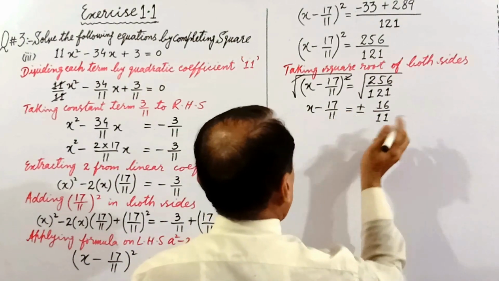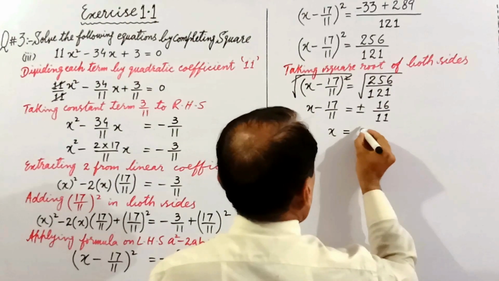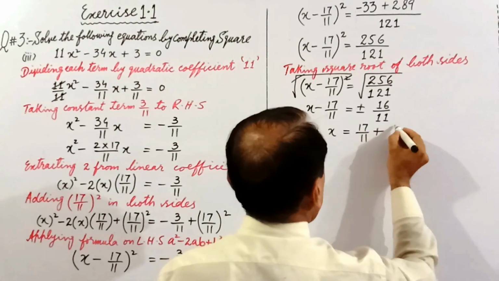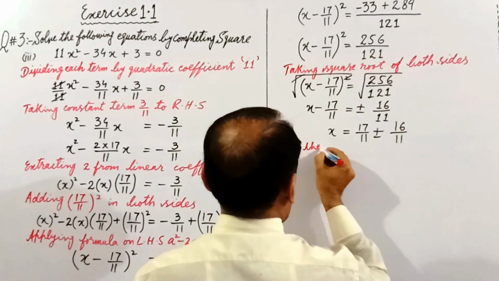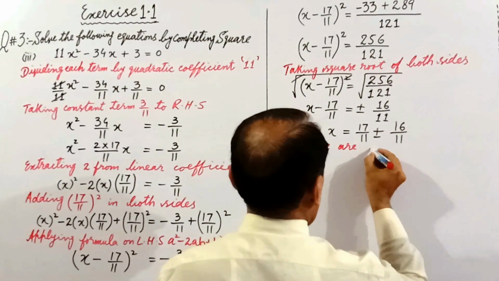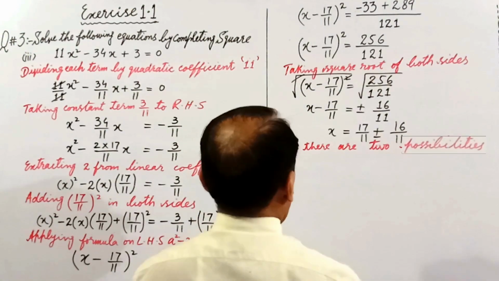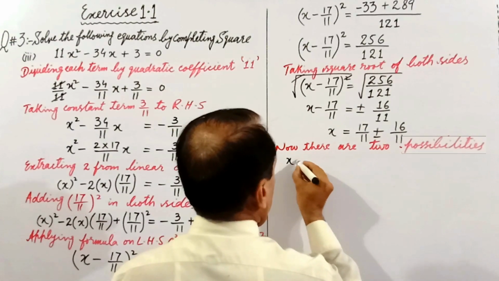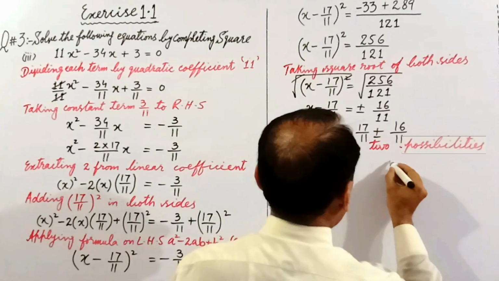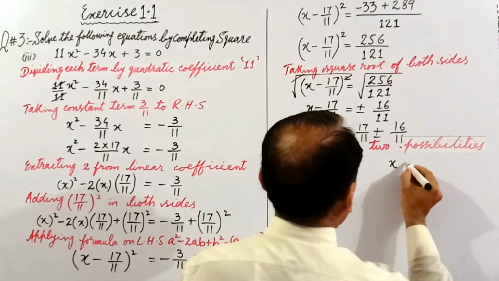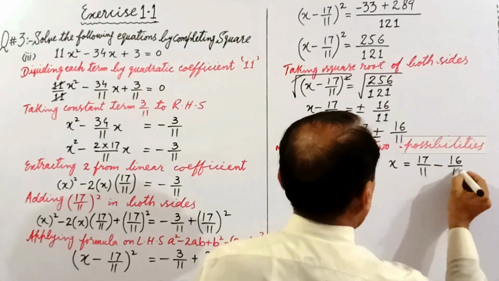Minus 17 over 11 is taken to the right hand side. We get x is equal to 17 over 11 plus minus 16 over 11. Now there are two possibilities. In first, x is taken equal to 17 over 11 plus 16 over 11. The second possibility, x is taken equal to 17 over 11 minus 16 over 11.